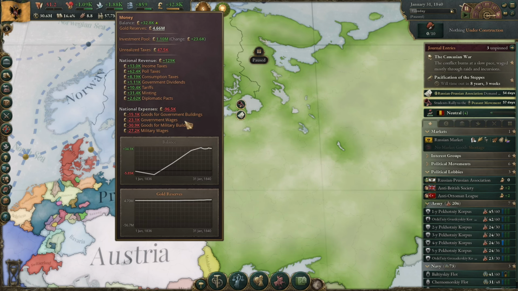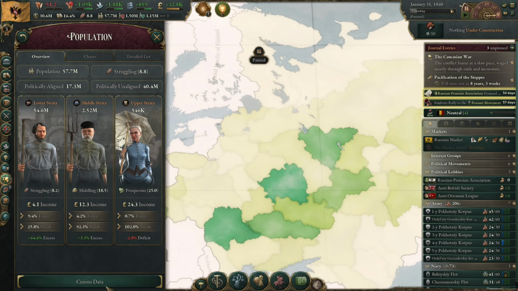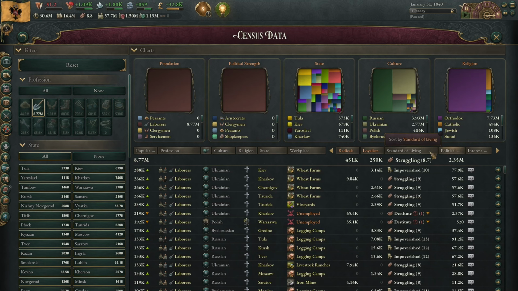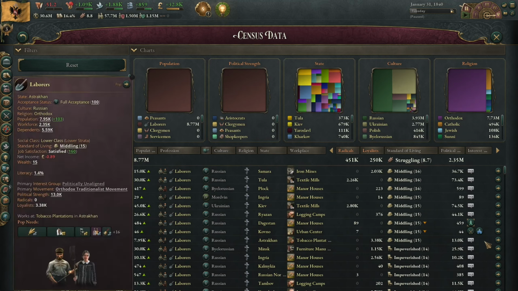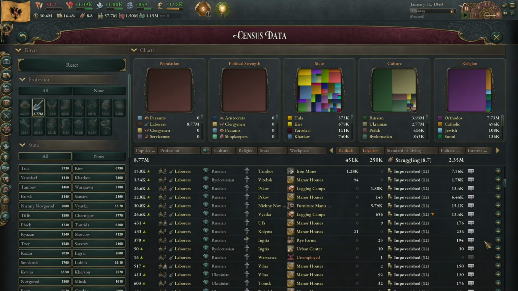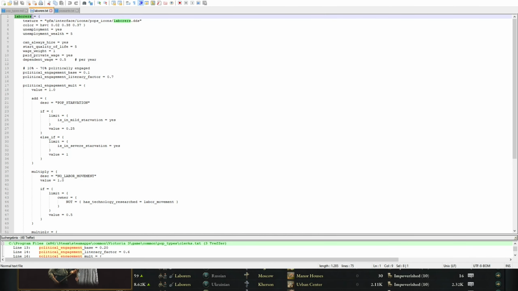Let's talk about the political implications. Initially, I wanted to say that you lose support for whatever interest groups your laborers will support, but at least in 1947, the laborers barely support anyone. According to the game files for laborer, they are 10% to 70% politically engaged, but I don't know how the game handles that. All I can say is that the political engagement should increase with literacy.